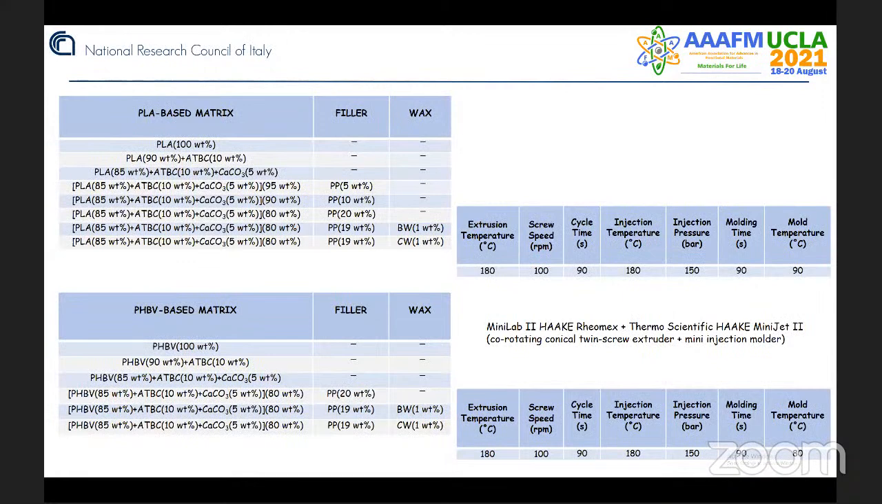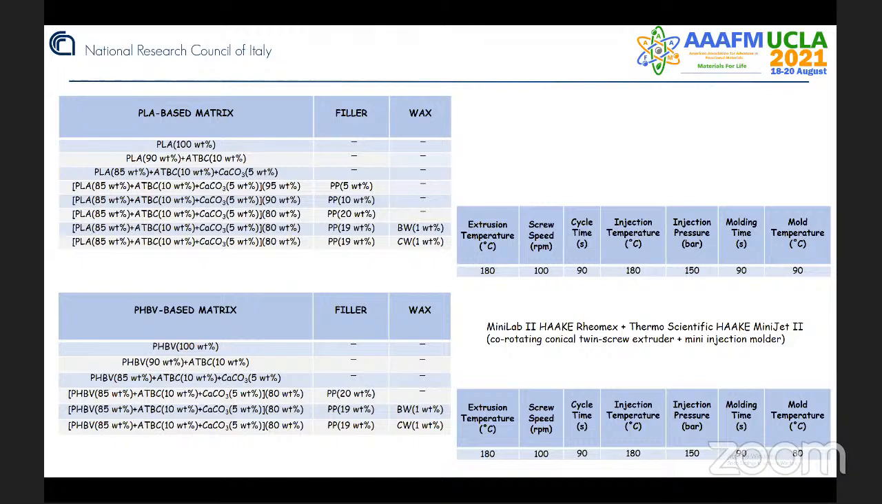Here, the formulations that we investigated. First, we studied the effect of the plasticizer and the calcium carbonate. Then, we added the potato pulp in increasing amounts. And finally, we coated the potato pulp with beeswax and carnauba wax.